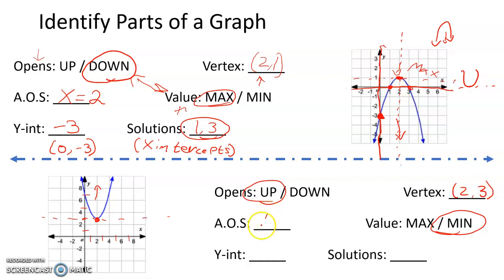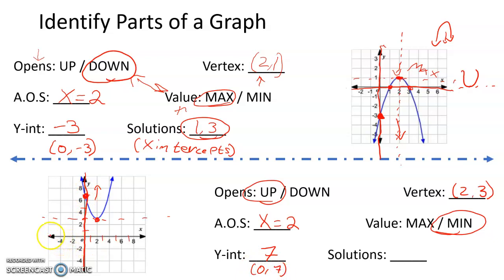Axis of symmetry is going to be x equals, what's the x value of our vertex? 2, so it's going to be x equals 2. Y-intercept, where does it cross the y-axis? If you look, it crosses right here. That's at 7. It's kind of in between 6 and 8, so I just said 7. You can also write it as (0, 7).